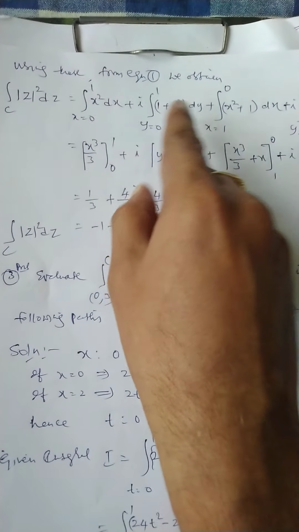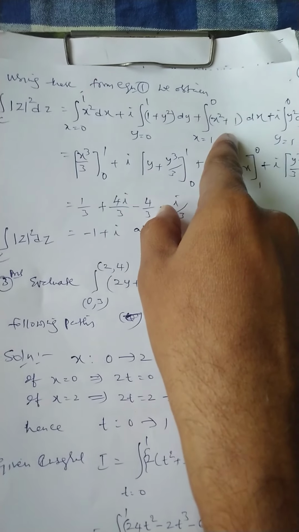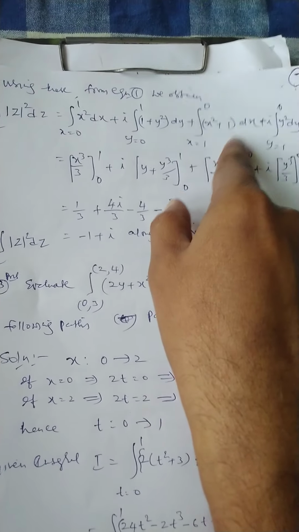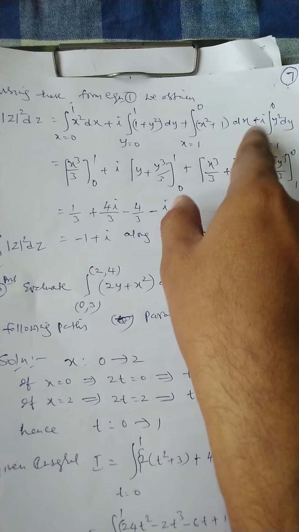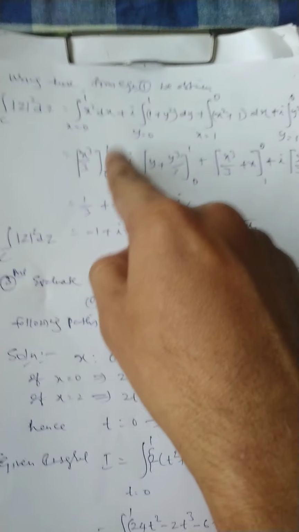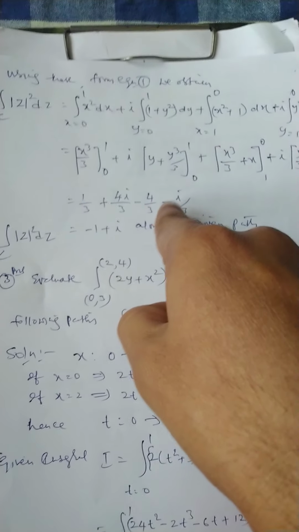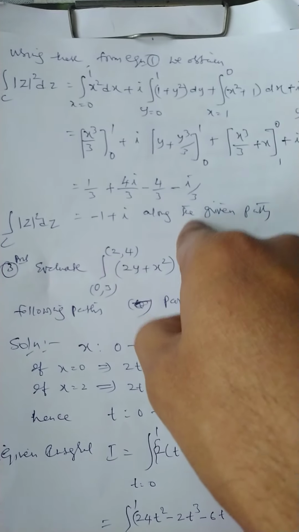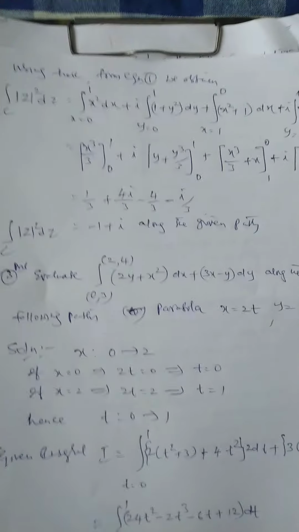This is the simplification. Along C3 I have seen x varying from 1 to 0, y is 1. Substituting this in mod z square dz, we get x square plus 1 dx plus i into y varying from 1 to 0, y square dy along C4. So I am completing the integration and substituting respective limits. We are getting 1 by 3 plus 4i by 3 minus 4 by 3 minus i by 3. This finally simplifies to minus 1 plus i. This is along the given curve. Got it? Okay, let us come to problem 3.